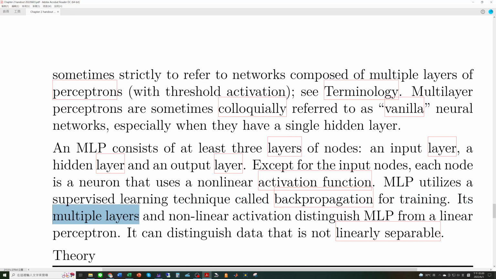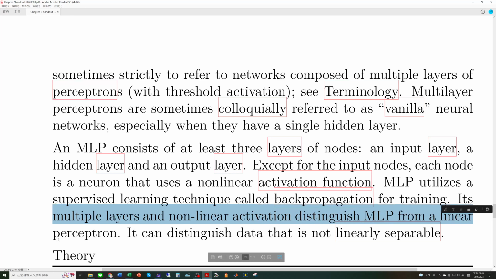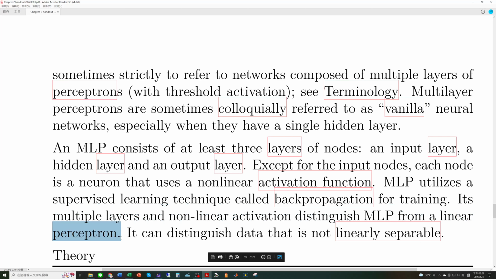Its multiple layers and nonlinear activation distinguish MLP from a linear perceptron. It can distinguish data that is not linearly separable. Here it means MLP, that is multi-layer perceptron. And I will introduce the meaning of linearly separable later.